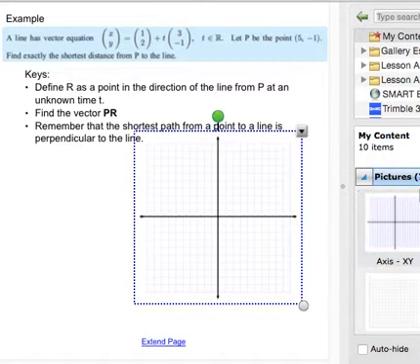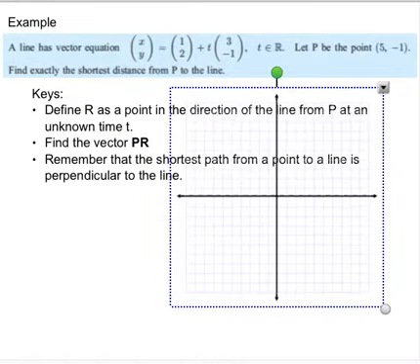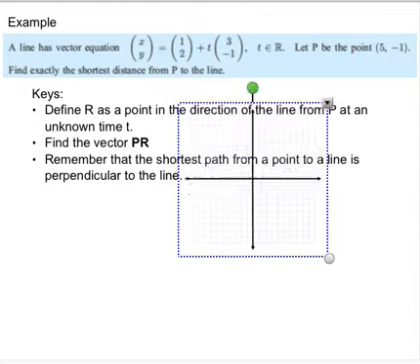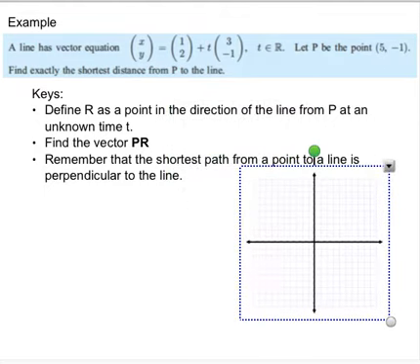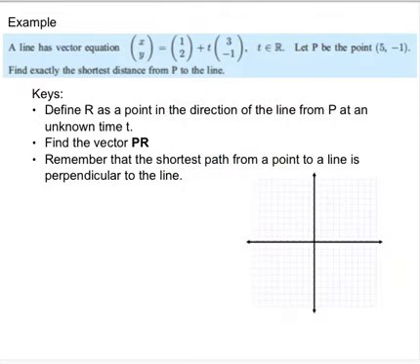Okay, so we have this graph, and the reason why I want to look at it is because we can actually get a ballpark idea of what our answer should be just by eyeballing the situation. Okay, so if I were to plot my point, the point (5, negative 1), I'd be right here. Okay, there's my point P.